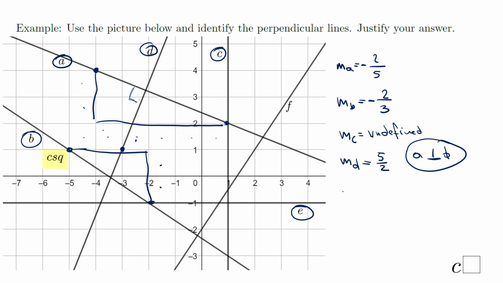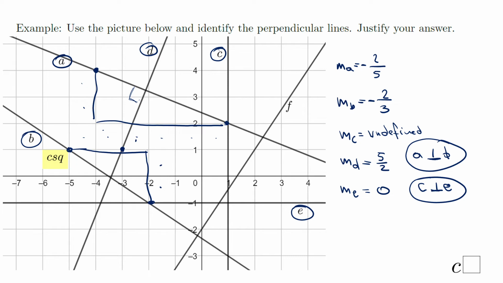Line E, this one is a horizontal line, the slope is 0. So whenever you get a horizontal and a vertical line, they are perpendicular. So in this case, C is perpendicular to E.